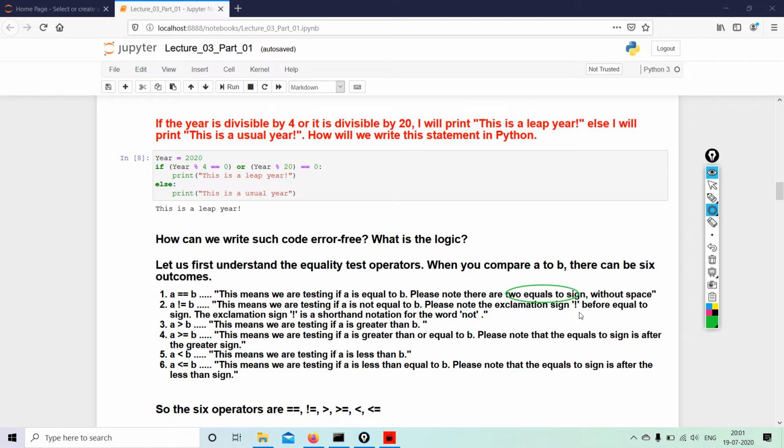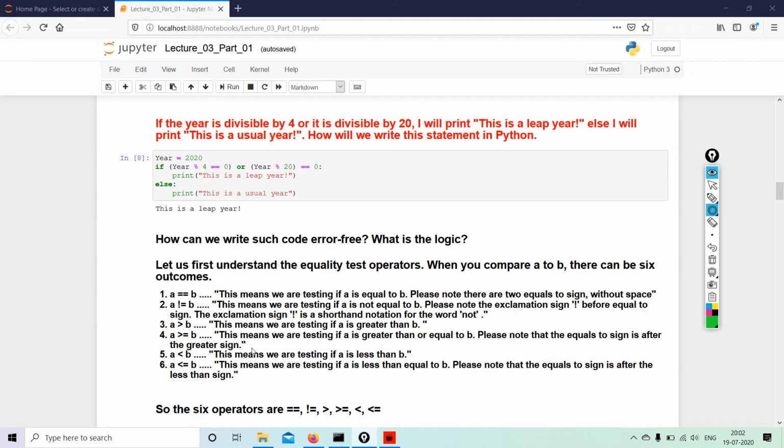Similarly, in the next one, what I am doing is A not equals B. This exclamation sign is for not. Please remember, very crucial: this means we are testing if A is not equal to B. The exclamation sign before the equals sign is a shorthand notation for the word not. A greater than B means we are testing if A is greater than B. A greater than or equals B means we are testing if A is greater than or equal to B. Please note that the equals sign comes after the greater sign. So you first use the greater or the lesser sign and then the equals sign.